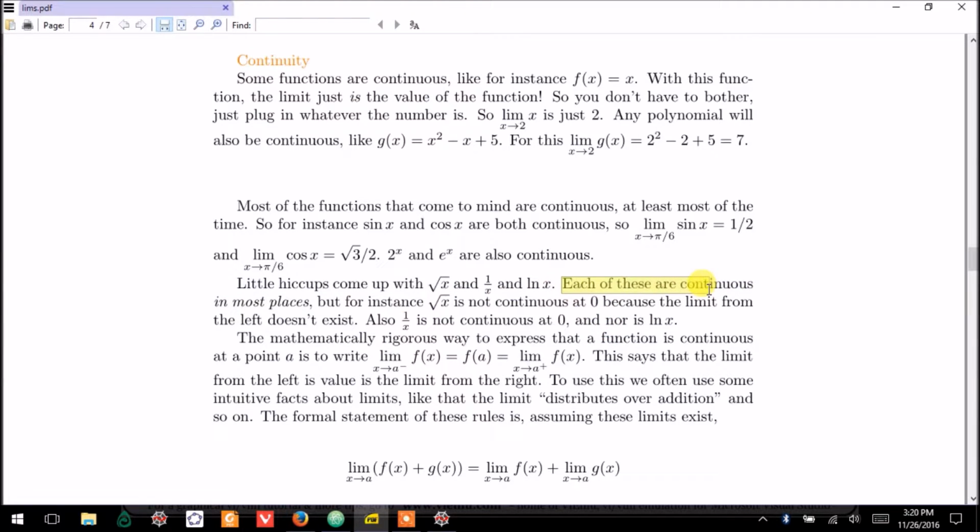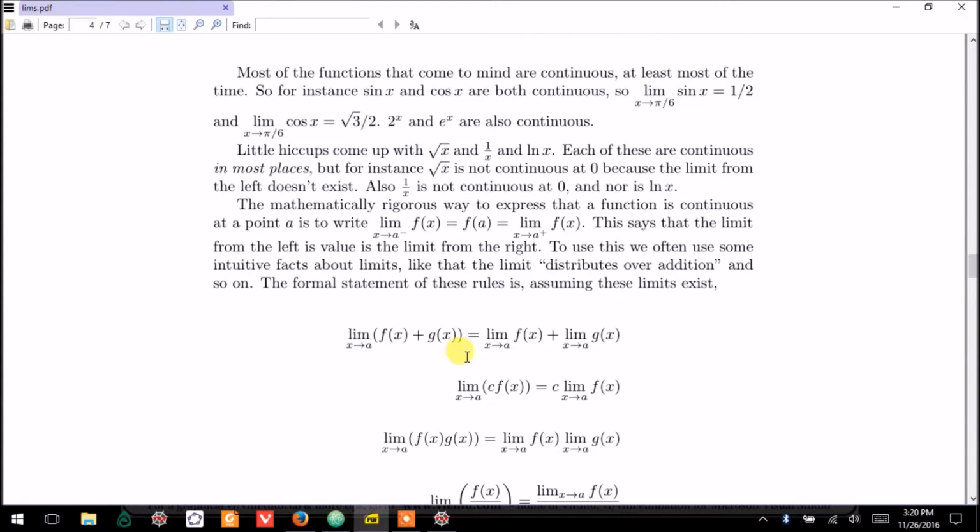So these functions are continuous in most places, and in fact, at least these two are continuous everywhere that they are defined, right? Because these are defined for positive values, and at every particular positive value they're continuous there. They're just not continuous at 0, and that's just where they're not defined.